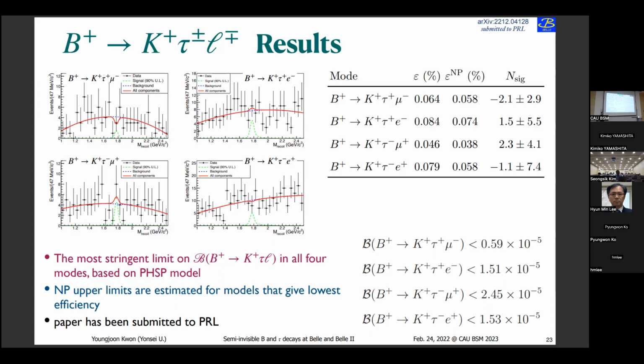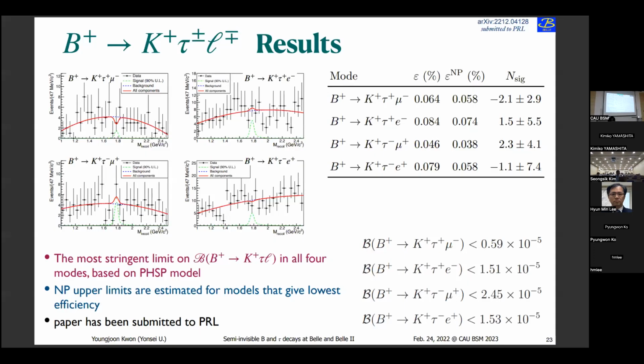So if you look at various different parameters, that corresponds to different final state kinematics. I see. Okay. Then we chose the point where the efficiency is lowest, most conservative. If efficiency is low, then the upper limit will be large. Okay. If there are no more questions, let's thank again. Okay. Let's move to the next talk.